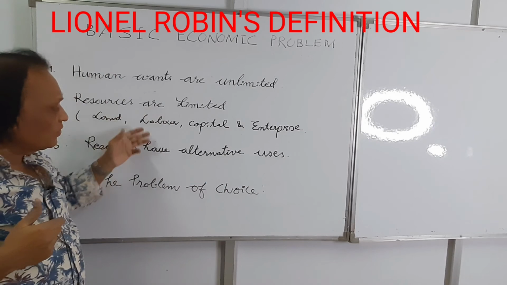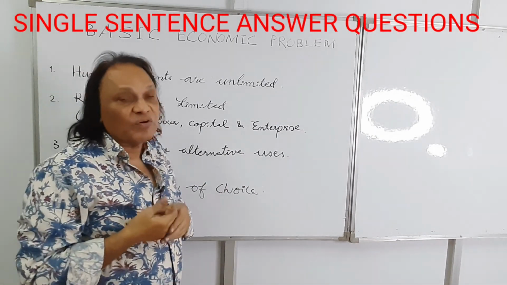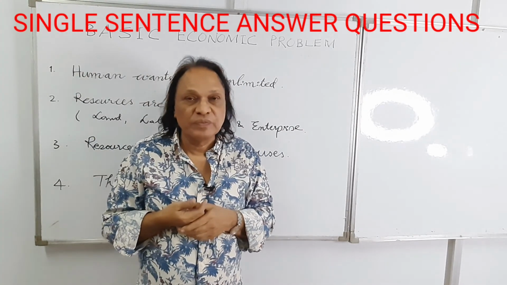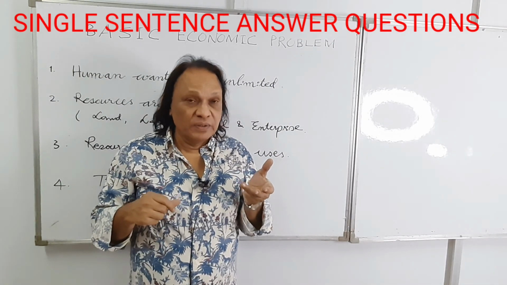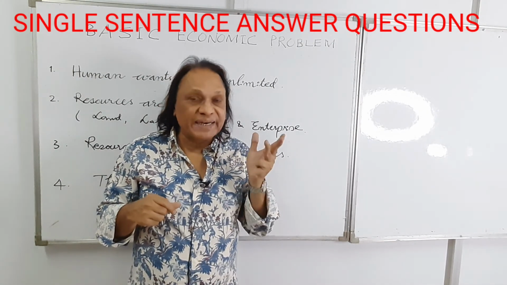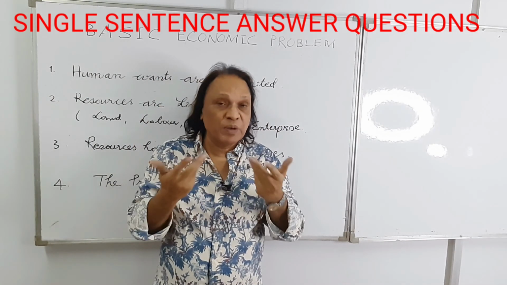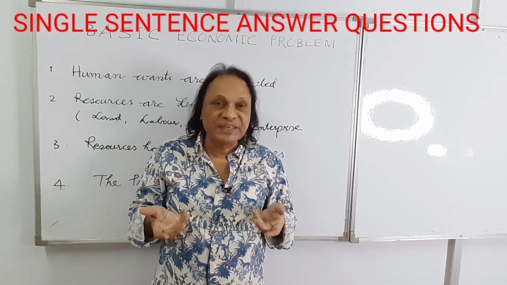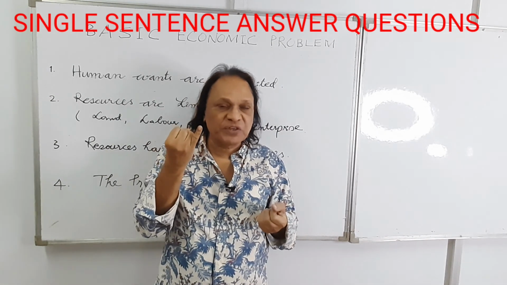So, relating to this topic, now we discuss some one-liner questions. They're important from your exam point of view. The first one, for a 1 marker question, what exactly is the basic economic problem? The basic economic problem is the problem of making choices in the presence of scarcity.